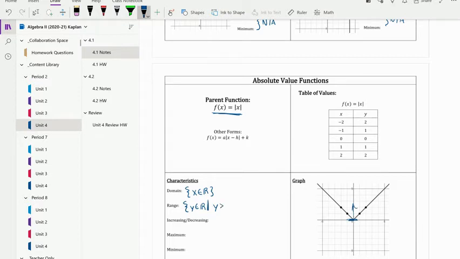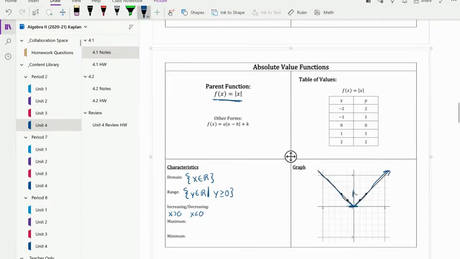So y is greater than or equal to 0, right? All of your y values on this graph are greater than or equal to 0. Okay, is this increasing or decreasing? Well, hopefully you look and say, well, it's increasing over here. It's increasing when x is greater than 0. Okay, it's decreasing over here, right? It's decreasing when x is less than 0. So it's increasing when x is positive. It's decreasing when x is negative.